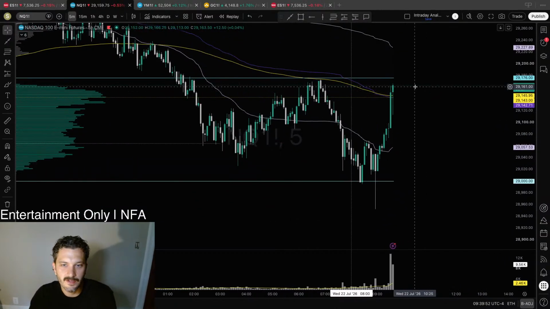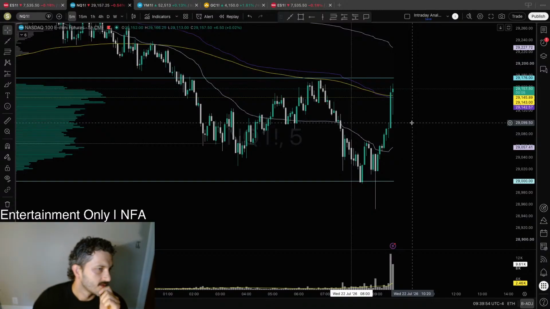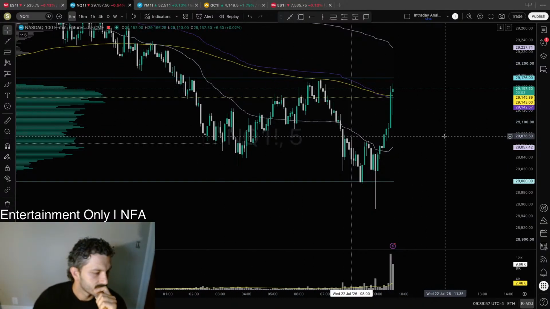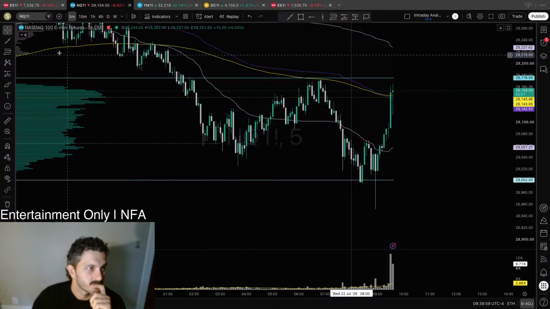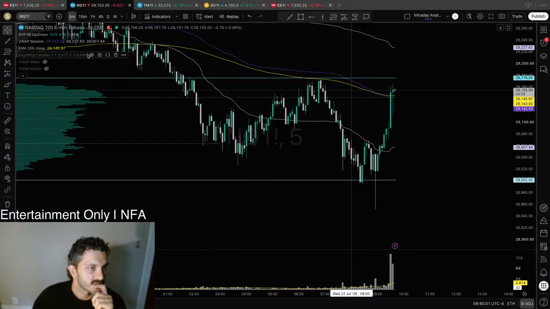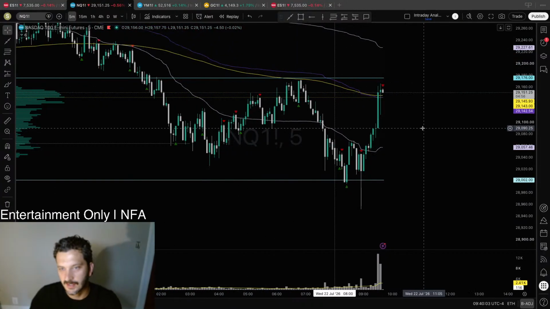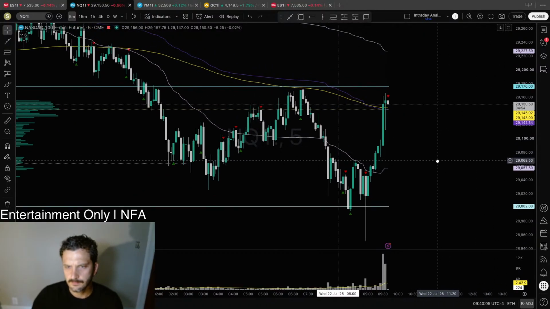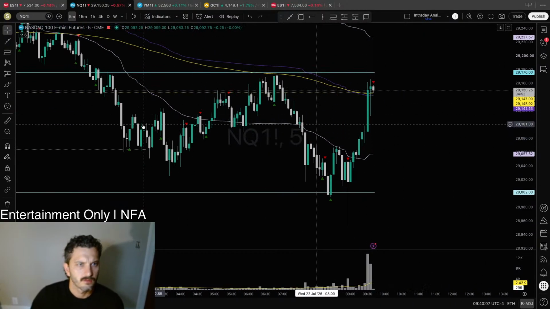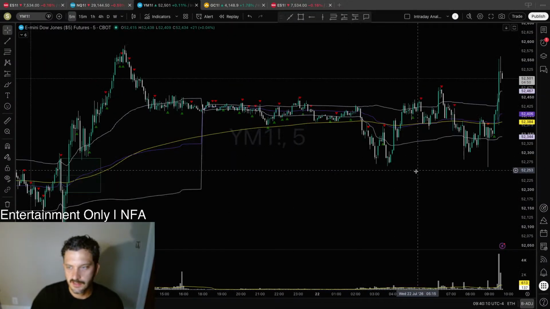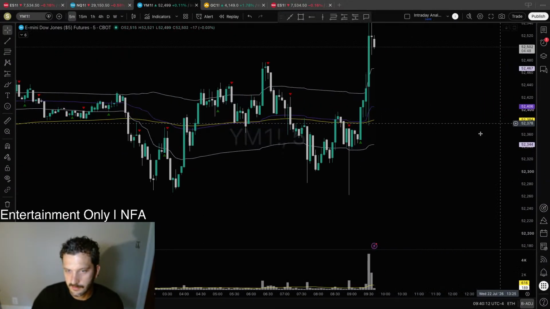Anyone throw out some comments? What are they seeing? Look at those charts. Let's see here. Let's turn back on our engulfing candles. Let's look at the Dow. What's the Dow doing?